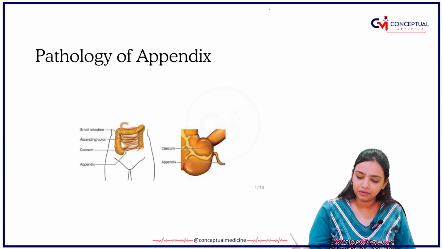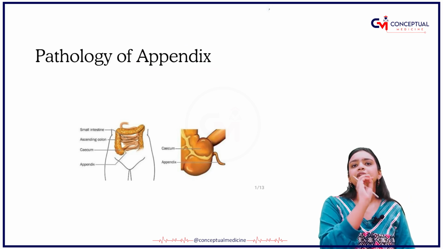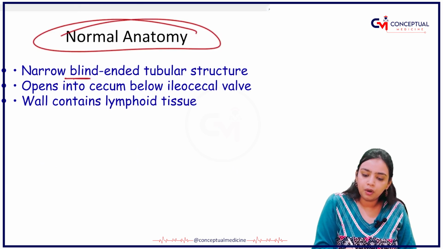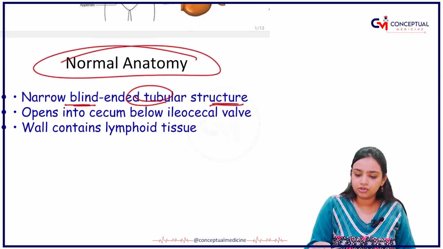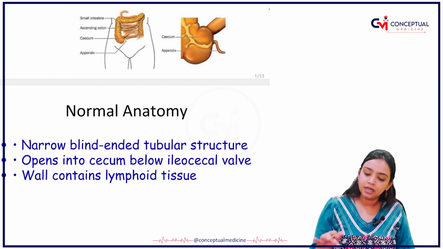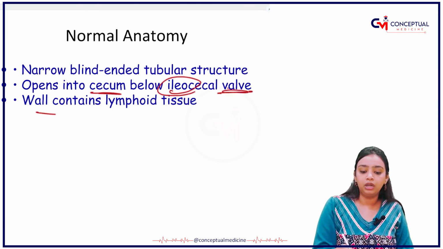Now we will be studying about the appendix. From the appendix, you may get a very short note, or a short note, not more than that. So, the normal anatomy: it is a normal blind-ended tubular structure. See this figure? It is a narrow blind-ended tubular structure that opens into your cecum at the ileocecal wall.